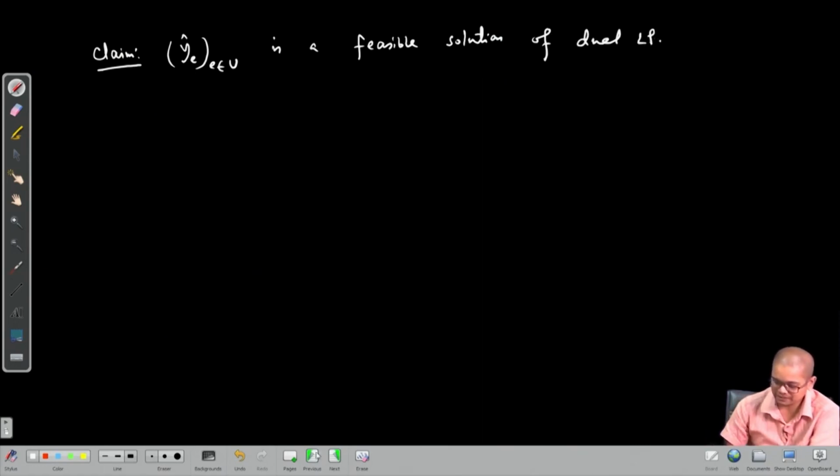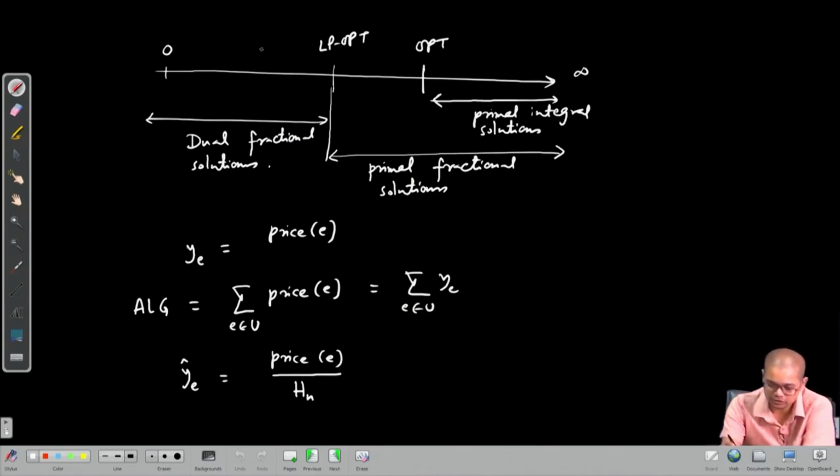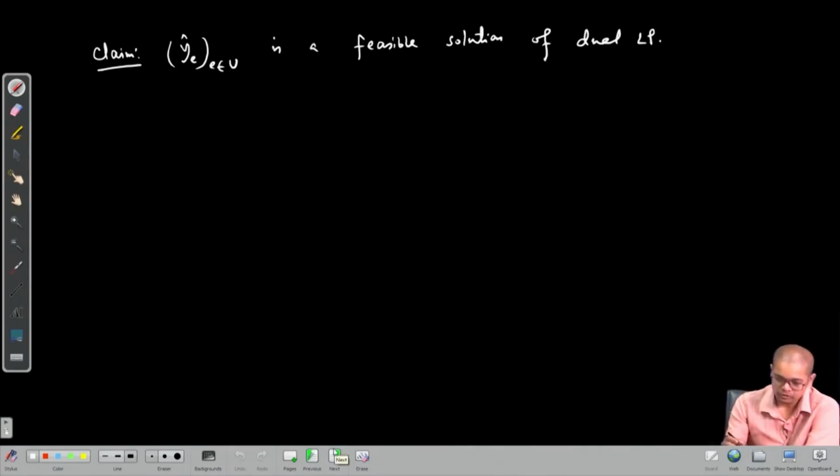Now, what will we achieve by this? If it is a feasible solution, it stays somewhere here. So, that means this is a lower bound on OPT, and using this we will show the approximation factor of the algorithm. So, proof.